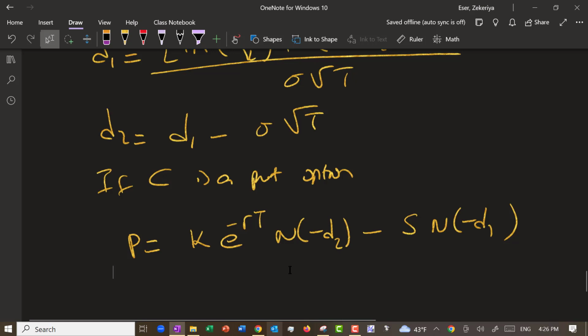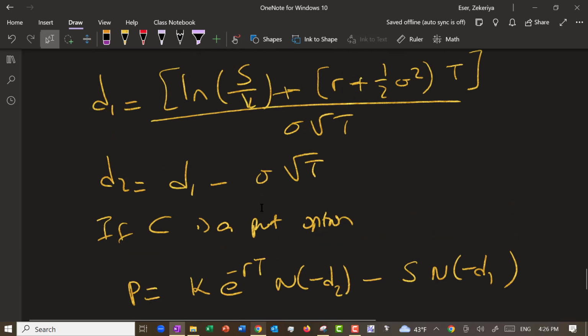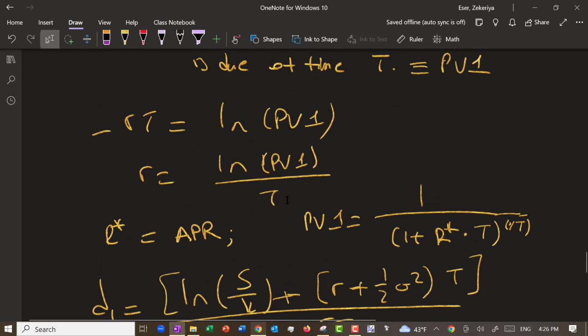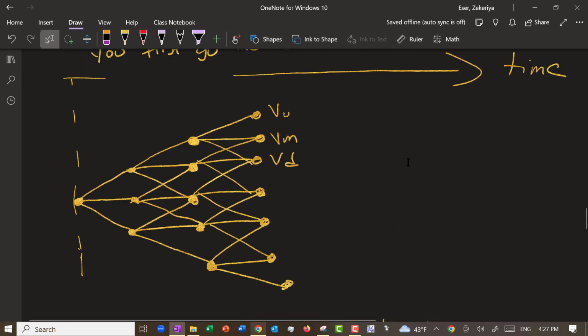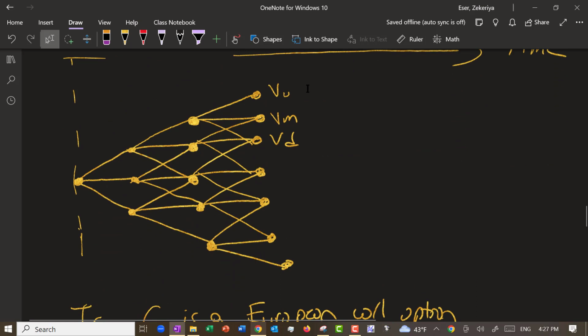But a lot of the options on American exchanges are of American nature, and they also have dividends. This formula doesn't even apply, even if it's European, if the stock is going to pay dividends during the life of the option. But if you think about it, you can use this method to easily calculate that.